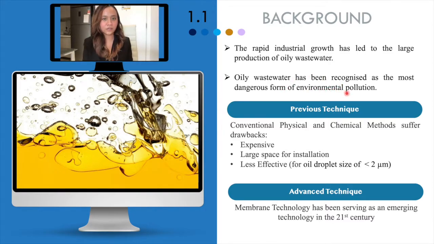Hence, this oily wastewater needs to be treated to achieve purified water, which can either be reused or discharged safely to the environment. There are various technologies for purifying oily wastewater, which include conventional physical and chemical methods such as sand filter, adsorption, oxidation, electrochemical process, and many others. Unfortunately, these conventional methods suffer a few limitations, such as being expensive and requiring large space for installation. Hence, in this 21st century, membrane technology has been introduced and serves as an emerging technology, especially in treating oily wastewater.